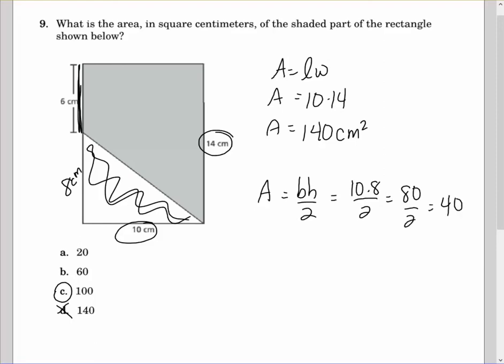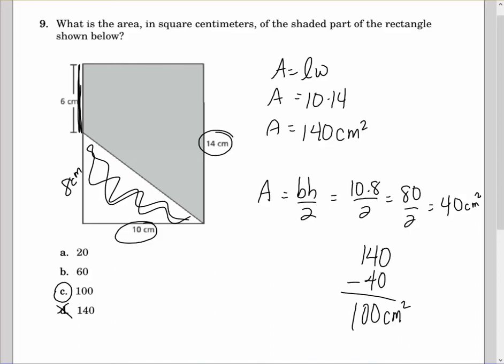But anyway, if you take the area of this rectangle, which is 140 centimeters squared, and you subtract out the 40 square centimeter triangle on there, that's how you get 100 square centimeters. So there you go, kids.